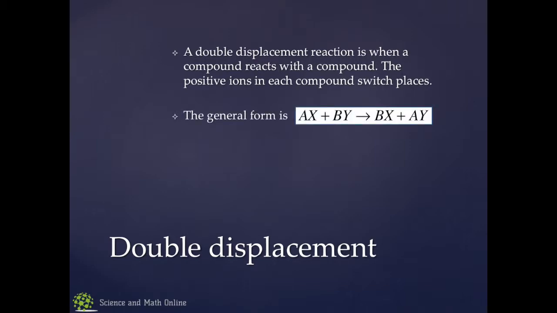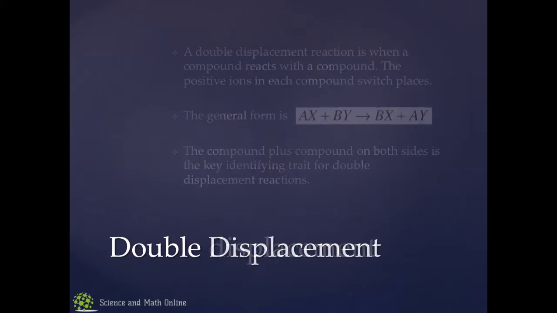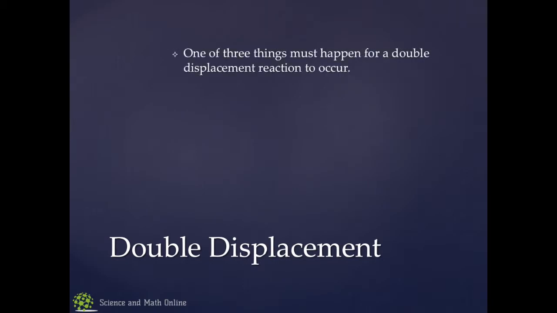They are different from single displacement because single displacement is an element plus a compound. This is a compound plus a compound. And once again, the general parts are replacing their corresponding parts. Instead of having an activity series, we need to have one of three things happen in order for a double displacement reaction to occur.